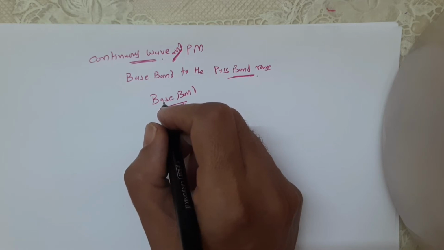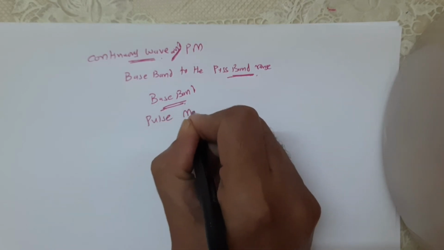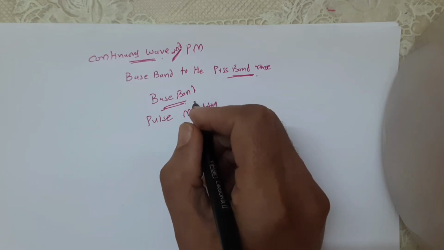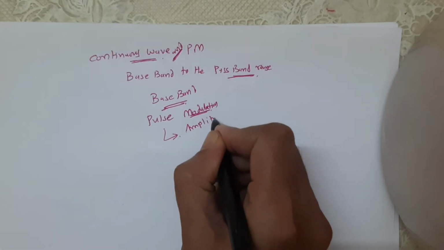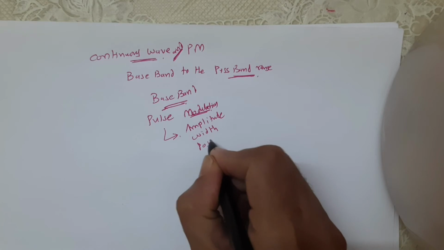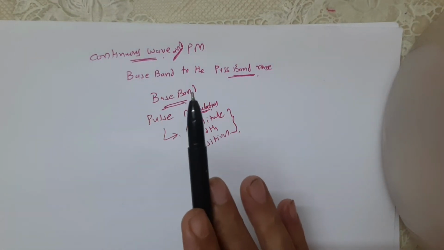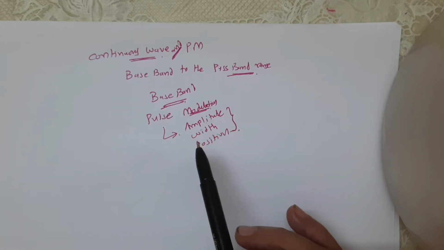In case of pulse modulation, it refers to the process of modifying the pulse parameter with respect to the message and nothing else. Pulse parameters mean amplitude, width and position. These are the three parameters, like sine wave amplitude, frequency and phase. In pulse: amplitude, width and position.